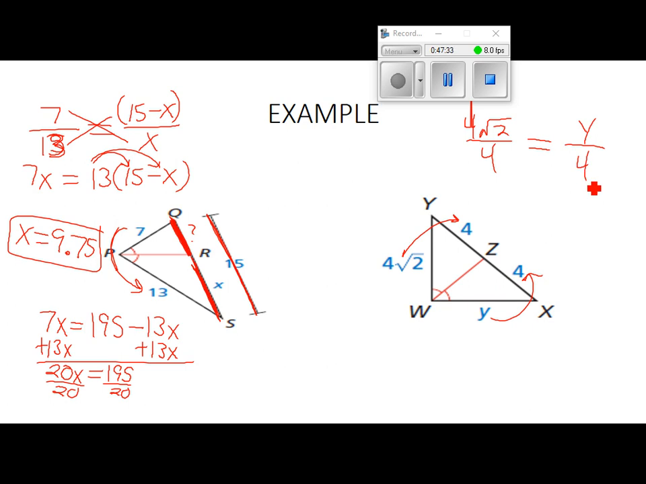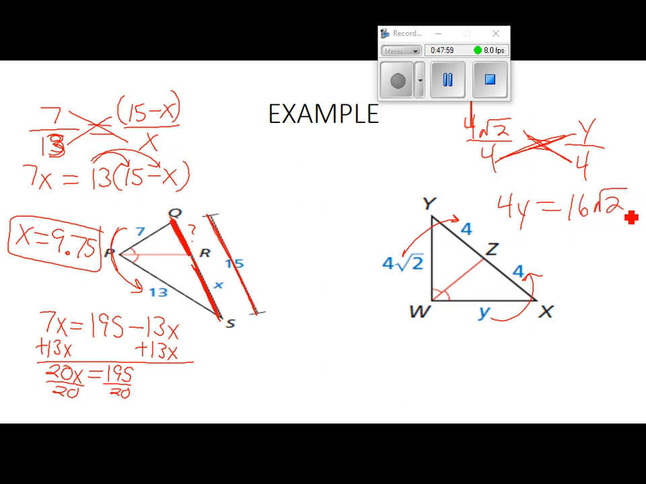When we cross multiply here, what's that give you going that way? 4Y. Now watch. Don't make this harder than it is. 16 squared. When you cross multiply that way, all we got to do is multiply the outside numbers. What's 4 times 4 give you? 16. So you got 16 times the square root of 2.